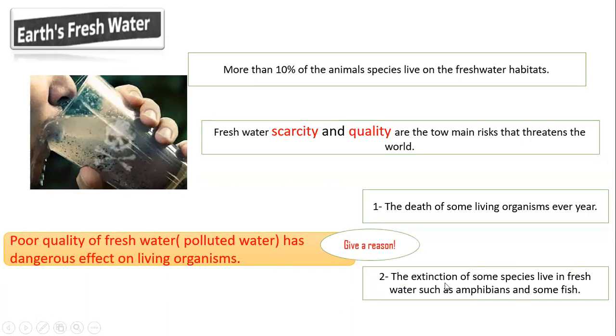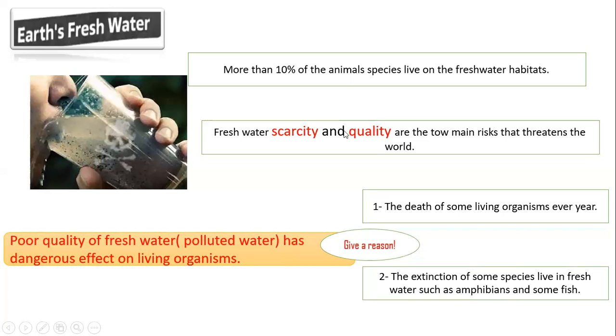Number 2, the extinction, يعني انقراض. Extinction معناها انقراض. The extinction of some species that live in fresh water such as amphibians and some fish. Amphibians like frog, salamander. Yeah, they would become extinct if they are exposed to polluted fresh water.